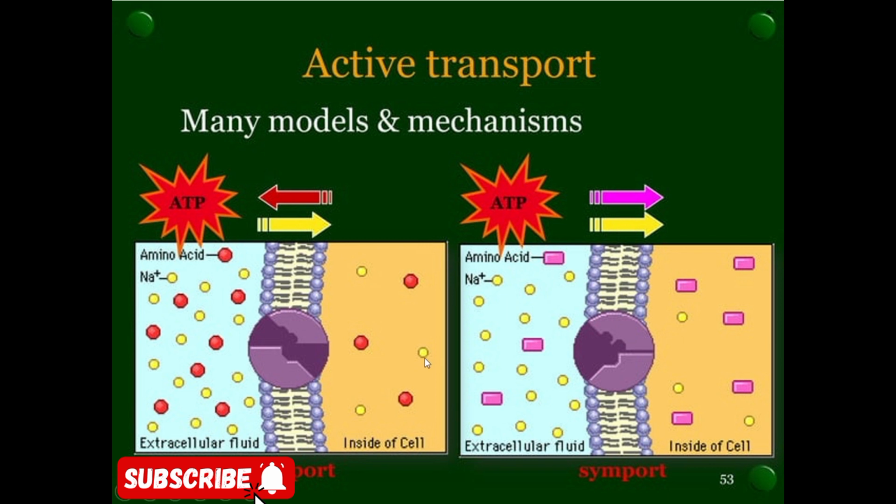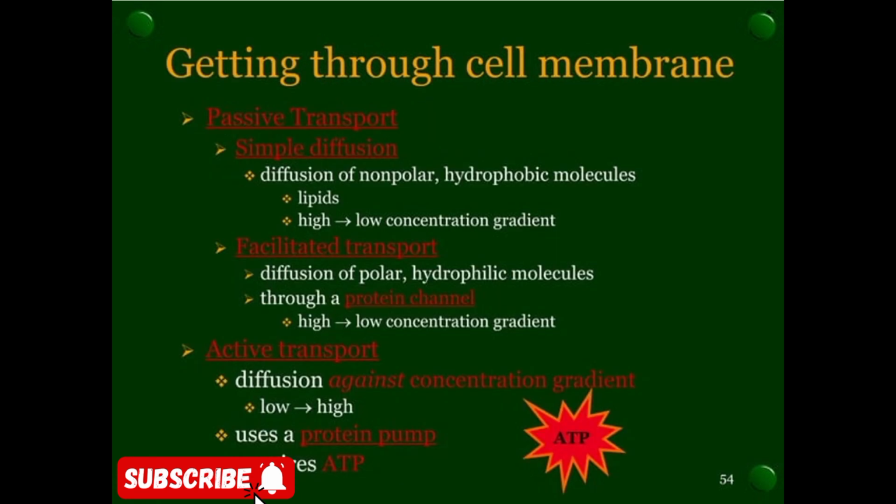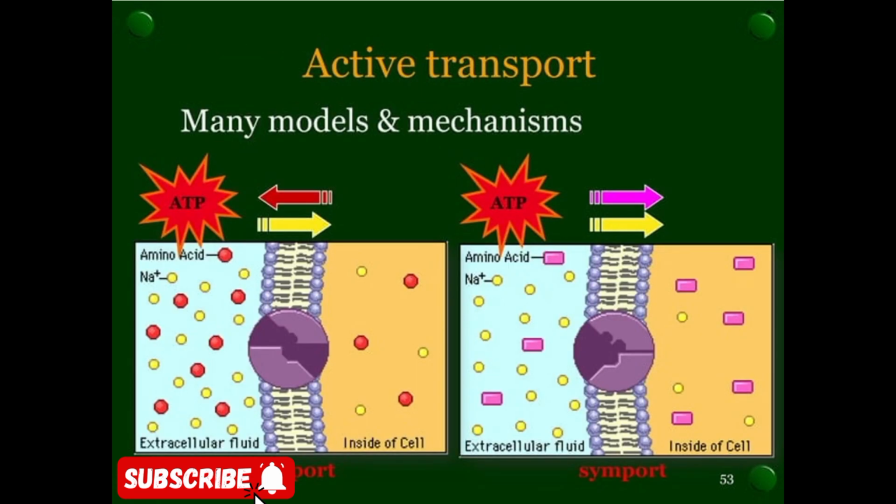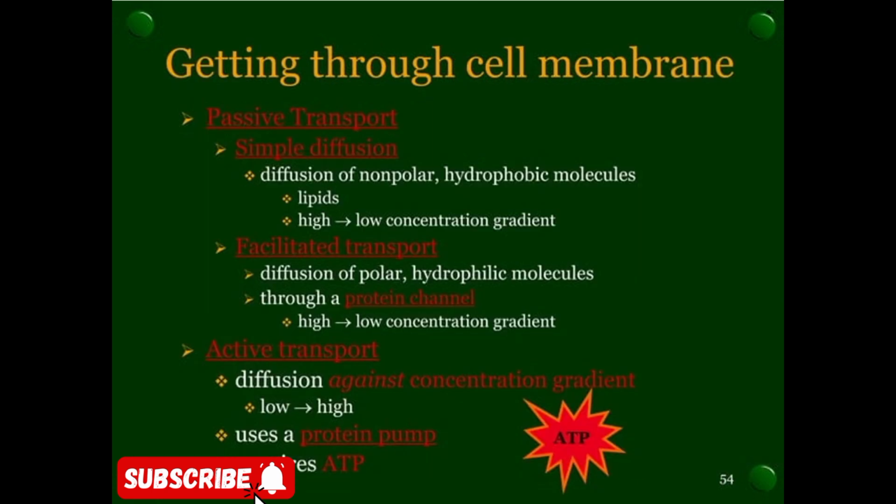There are various types of active transport, for example, symport and antiport. Symport is a type of active transport in which two materials cross the plasma membrane and enter into the cell. This type of transport is known as symport, or sym meaning together. And antiport is when one material enters the cell, another material leaves the cell against the concentration gradient with the use of energy.